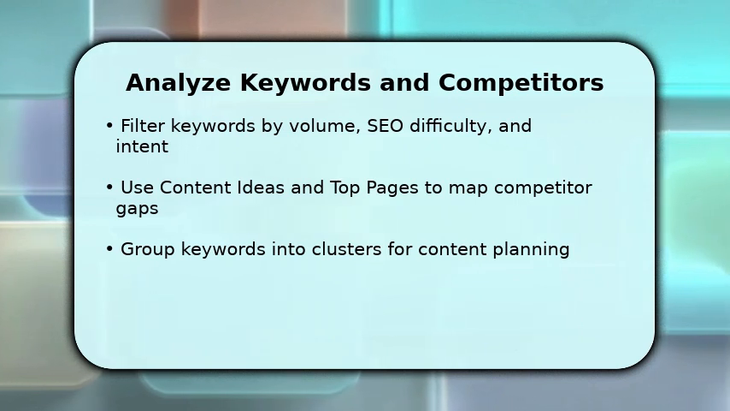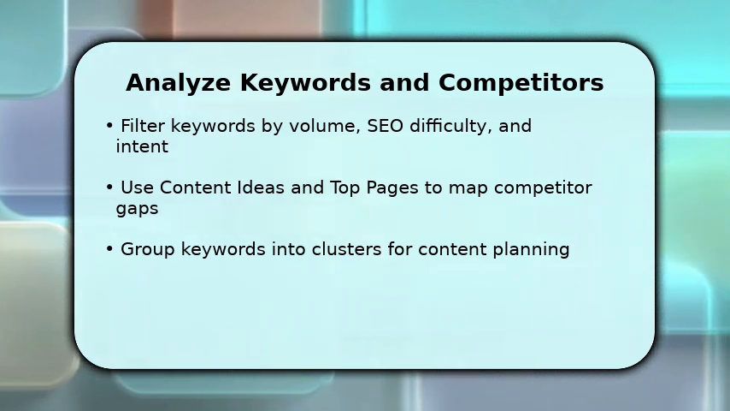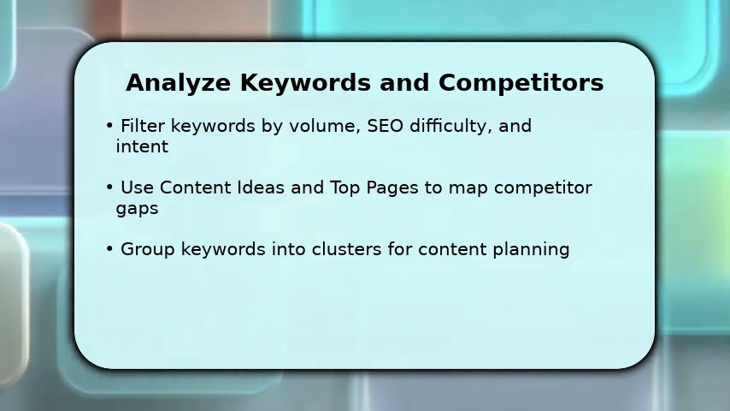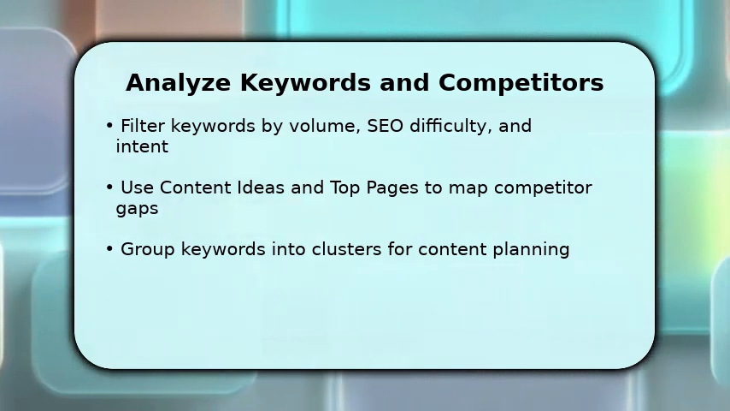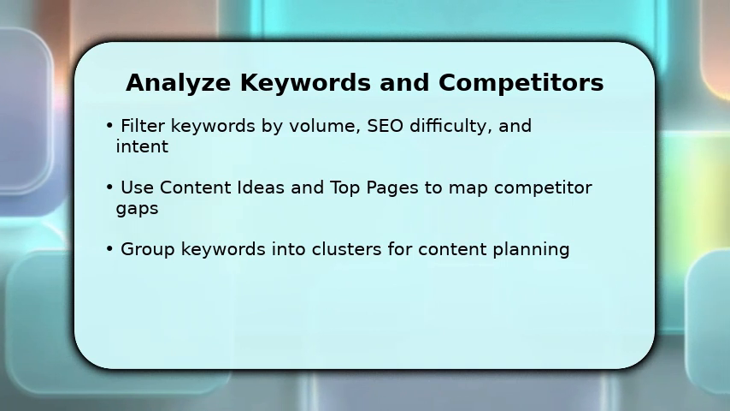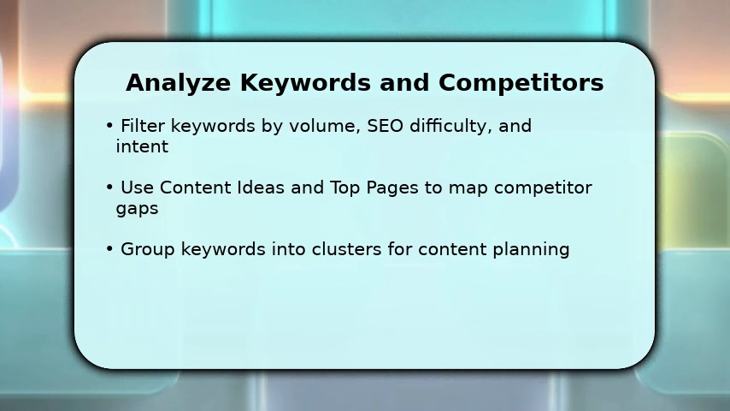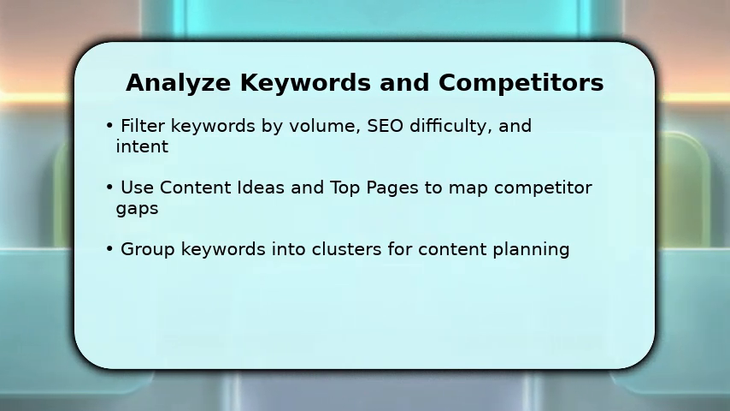Once identified, cluster related keywords into topic groups so each page targets 3-5 closely related terms. This structure reduces keyword cannibalization and informs headings, meta tags, and internal links. Make adjustments until clusters align with your content capacity.